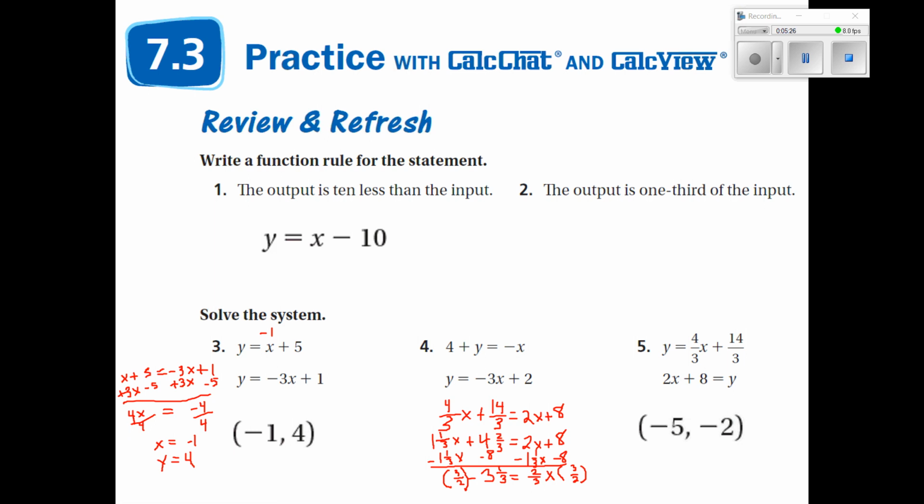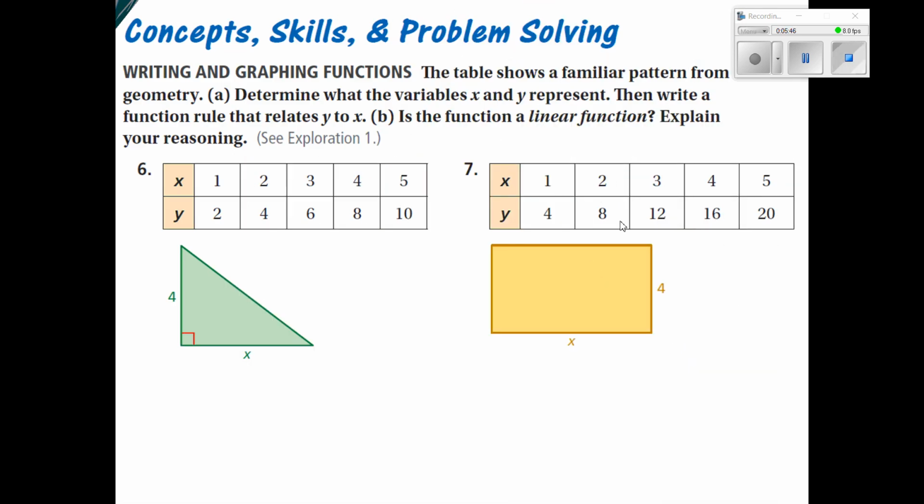There's your spoiler alert. After you find that, you're going to go ahead and plug X back into your problem, and I would put it in this problem. And negative 5 times 2 is negative 10. Negative 10 plus 8 is negative 2, and that's what Y is, negative 2. All right, let's go on to number 7.